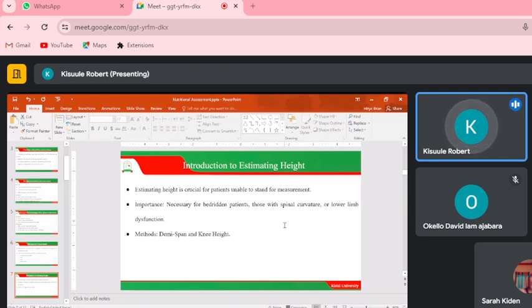Okay, so an introduction to estimating height. Estimating height is crucial for patients who are unable to stand.